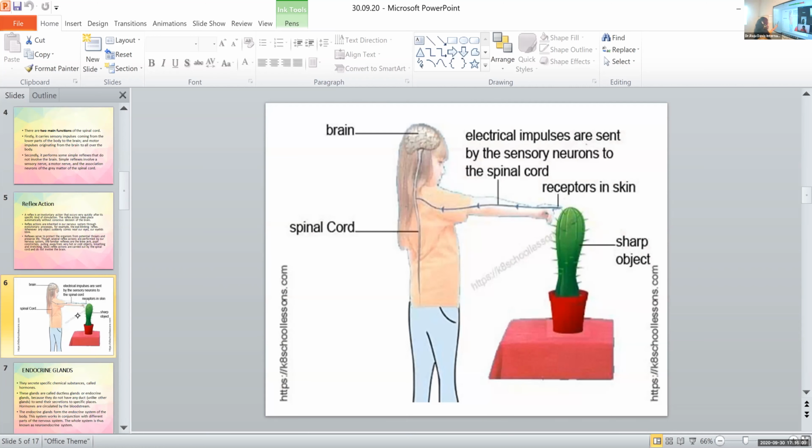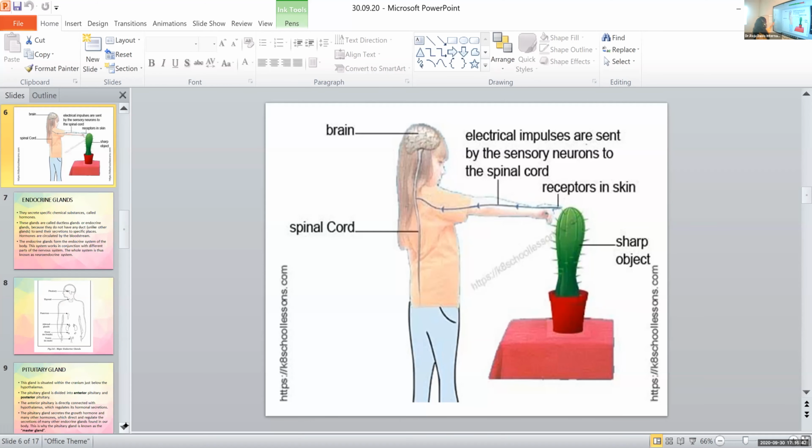Yes, we have a picture of the reflex action. Here, it is regarding a sharp object. The girl is trying to touch the sharp object, and the receptors in our skin receive this sensory information. Then electrical impulses are sent by the sensory neurons to the spinal cord, and it doesn't reach the brain. At the spinal cord level itself, the information is processed, and then suddenly the child pulls her hand back. That is what is happening here.